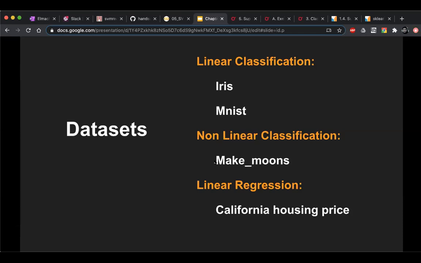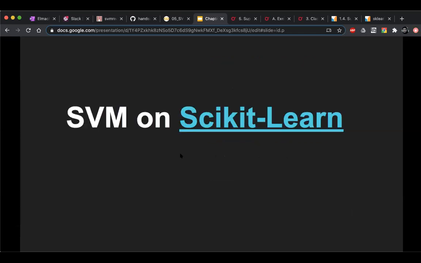And now in this chapter, he's also going to introduce the make moons data set. What it does is just create a nonlinear classification data set, so two classes in a nonlinear form. So if I have that, I can just go through the chapter.